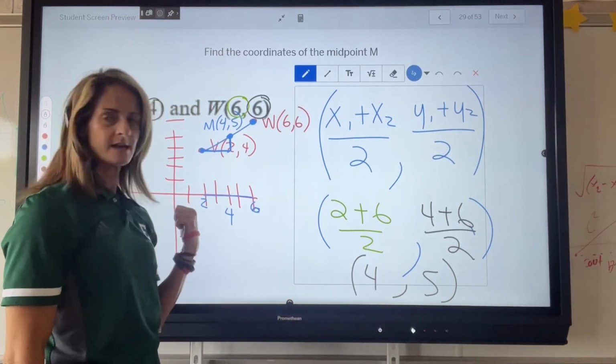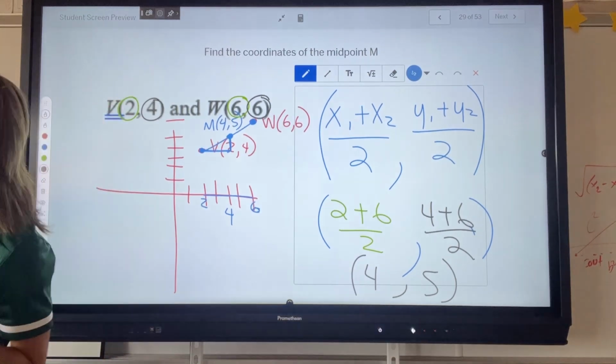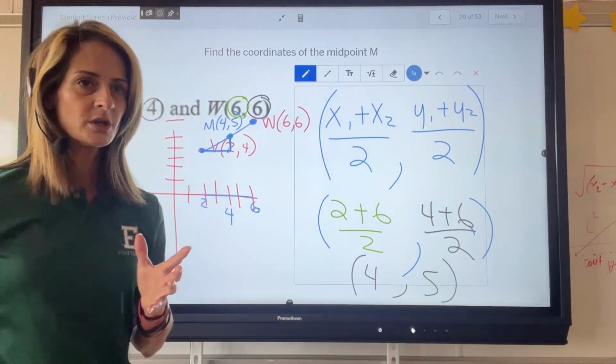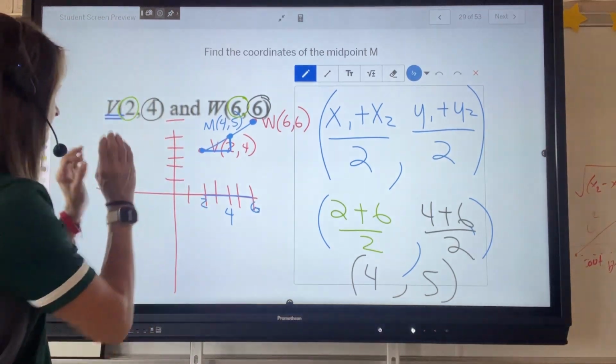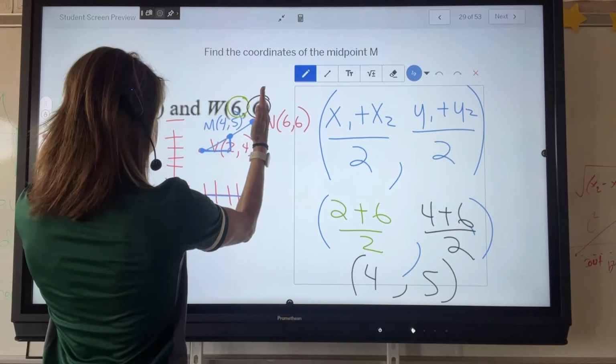And this is what it looks like on a piece of graph paper. How are we doing? I know it's totally new, but if you can remember how to average, and you can remember that you have to average the x's and average the y's, you're good.